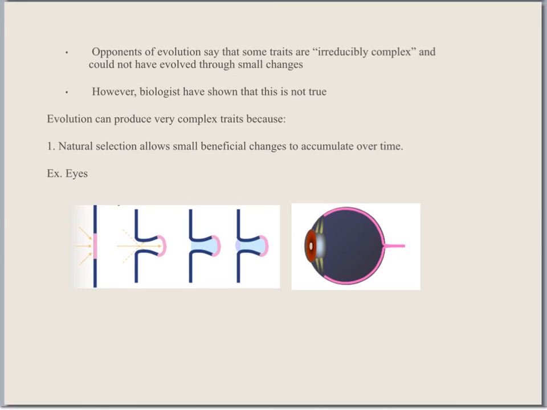Opponents of evolution say that some traits are irreducibly complex and could not have evolved through small changes. However, biologists have shown that this is not true. Evolution can produce very complex traits because natural selection allows small beneficial changes to accumulate over time, such as the eyes.